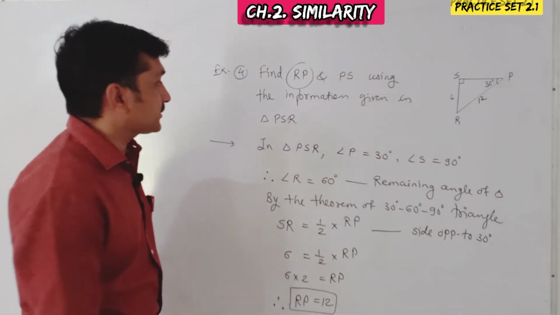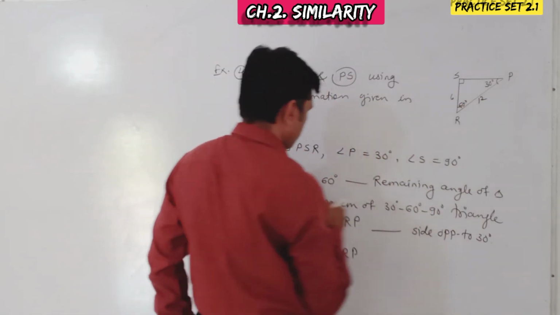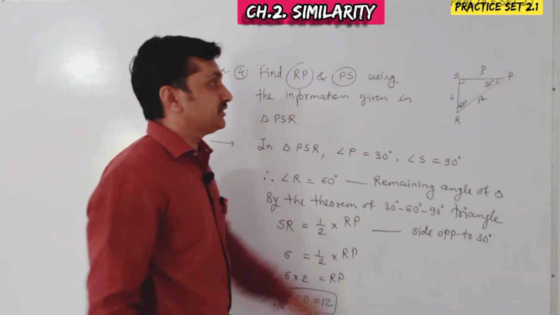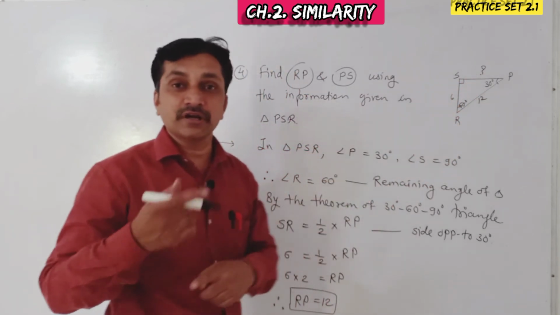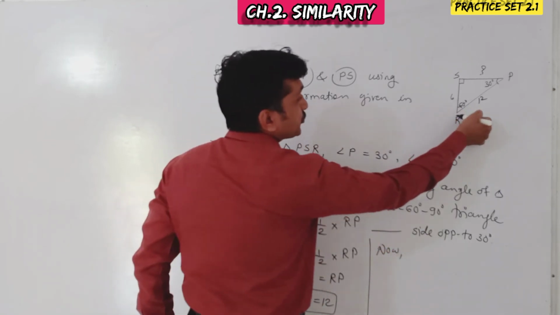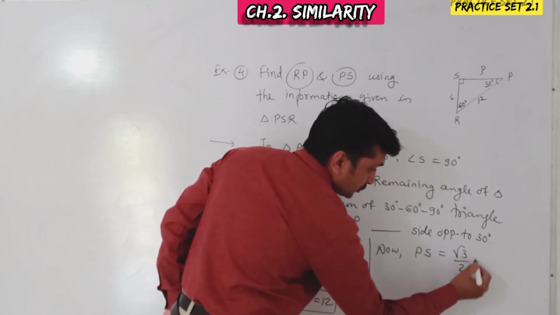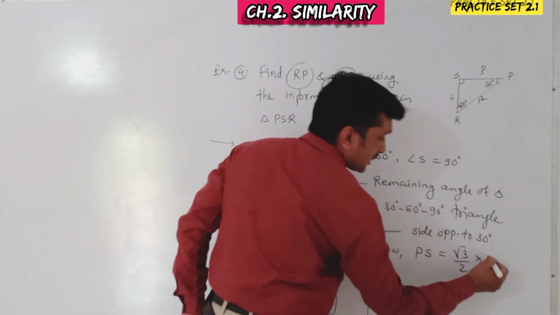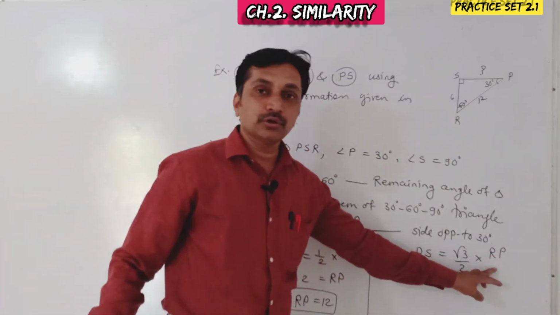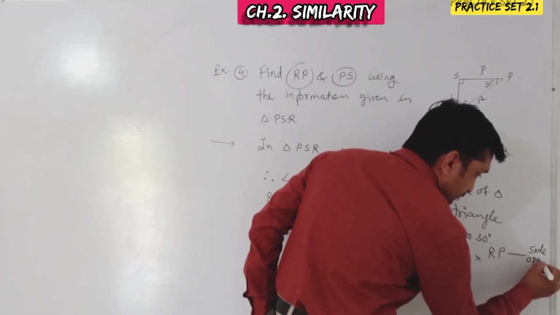RP we got 12, which means we now have the hypotenuse. The second side we want is PS. PS is opposite to 60. Then use the second property. Which side is opposite to 60? PS. Then PS is equal to root 3 upon 2 times the hypotenuse. And what is the hypotenuse here? RP. Here you can write the reason: side opposite to 60 degrees.